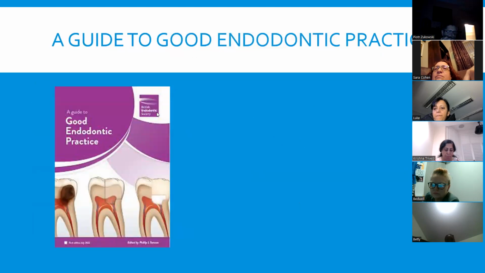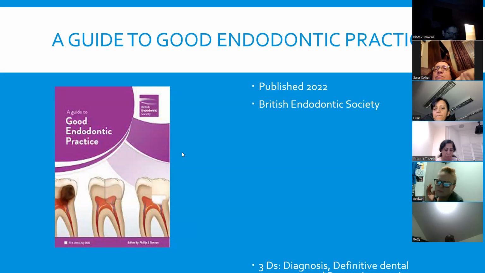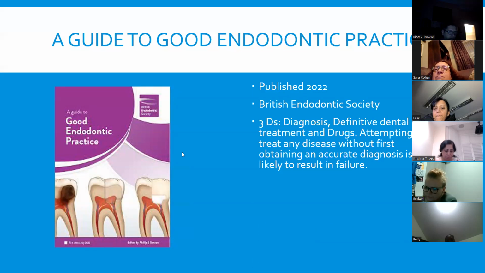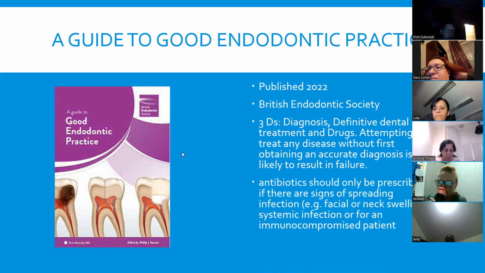A guide to good endodontic practice. I think this one's probably worth everyone reading. It's 80 pages. It's available online. It's an easy read. It's published 2 years ago by the British Endodontic Society. The 3 Ds is something they talk about: diagnosis, definitive dental treatment, and drugs. Attempting to treat any diagnosis without first obtaining an accurate diagnosis is likely to result in failure.